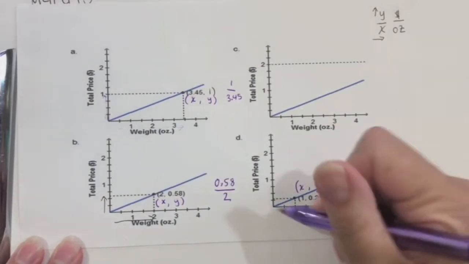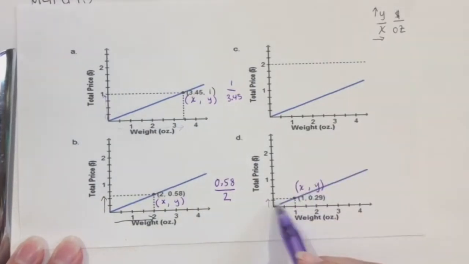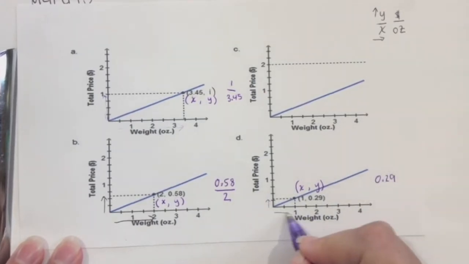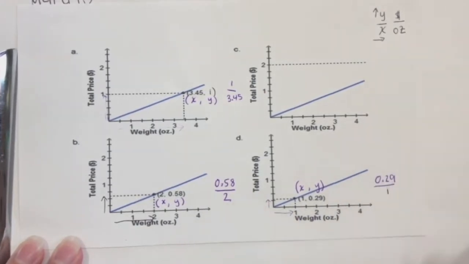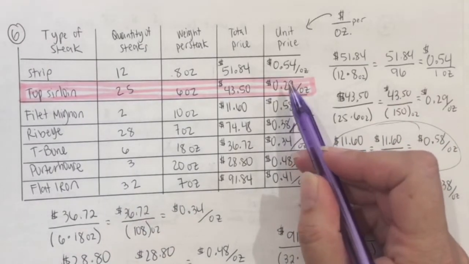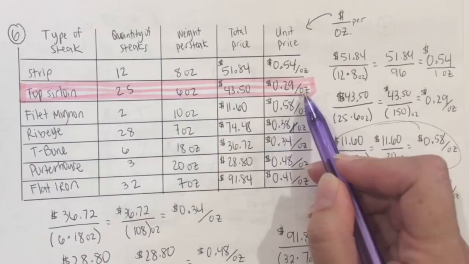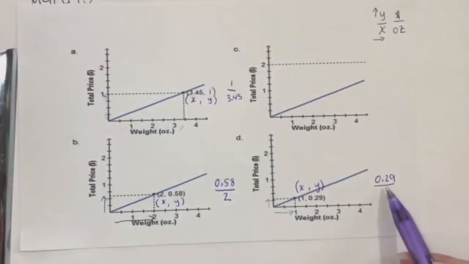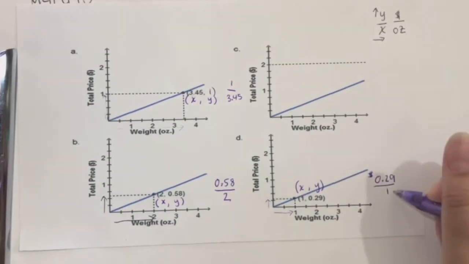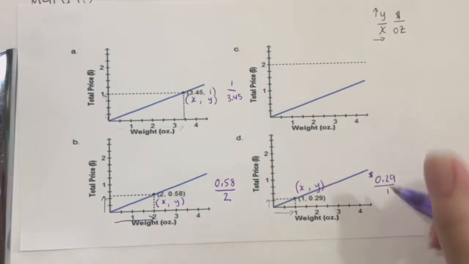This one right here, it went up 0.29, and it went over 1. So if our unit rate for the top sirloin was 29 cents per 1 ounce, ladies and gentlemen, I think we have a winner. We have $0.29 per 1 ounce right there.